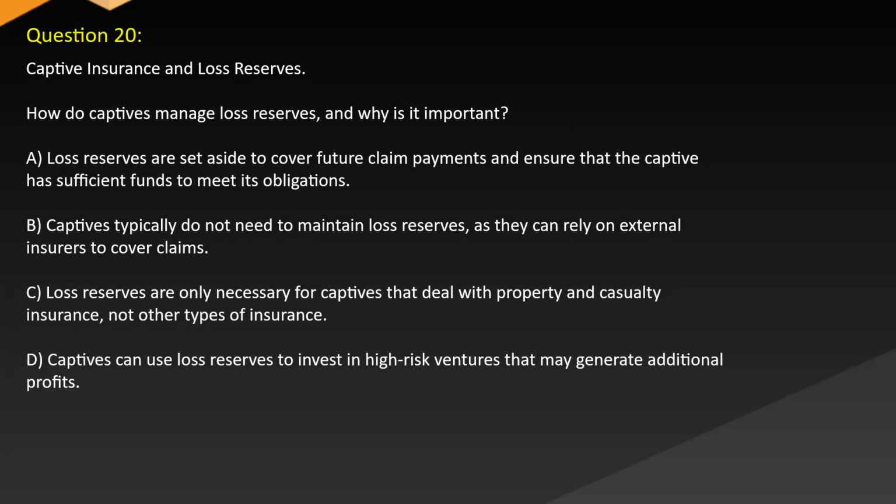Question 20. Captive insurance and loss reserves. How do captives manage loss reserves, and why is it important? A. Loss reserves are set aside to cover future claim payments and ensure that the captive has sufficient funds to meet its obligations. B. Captives typically do not need to maintain loss reserves, as they can rely on external insurers to cover claims. C. Loss reserves are only necessary for captives that deal with property and casualty insurance, not other types of insurance. D. Captives can use loss reserves to invest in high-risk ventures that may generate additional profits.